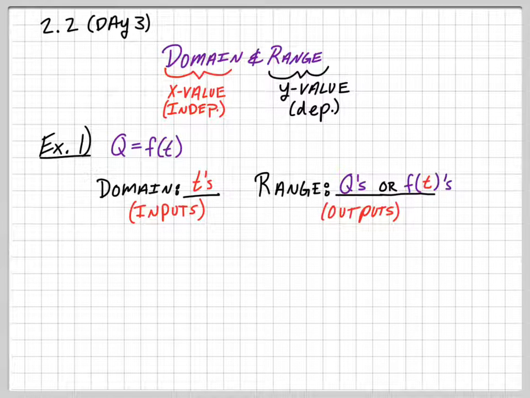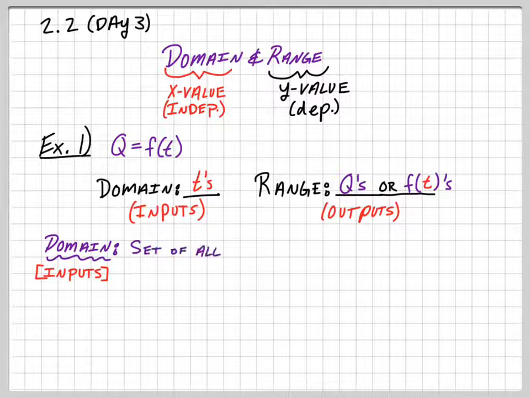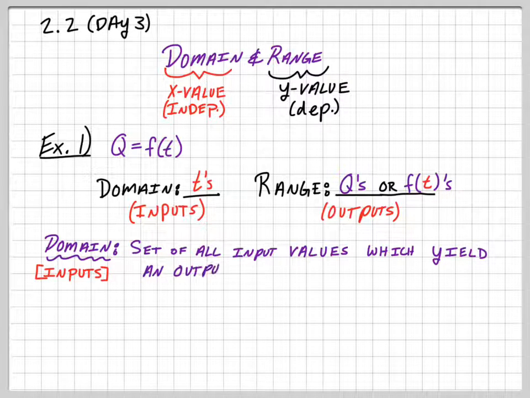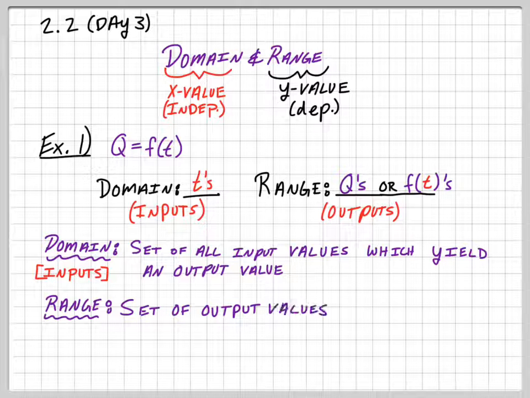So let's get a formal definition down here. So for domain, which is our inputs again, that's the set of all input values which yield an output value. They're special. And so the range is just the set of those output values. So we're going to evaluate domain and range both graphically and algebraically.